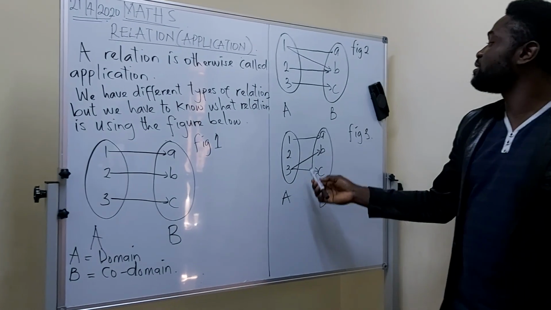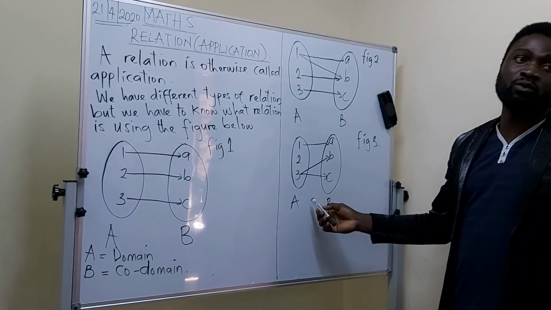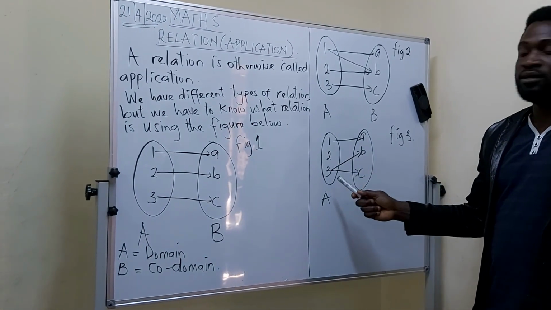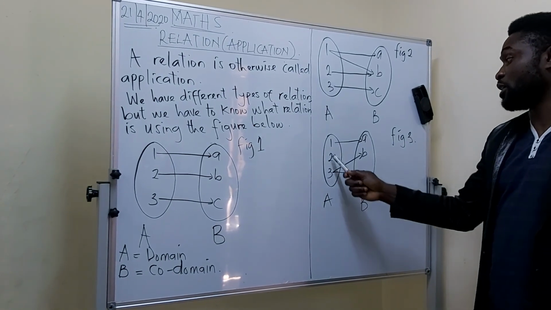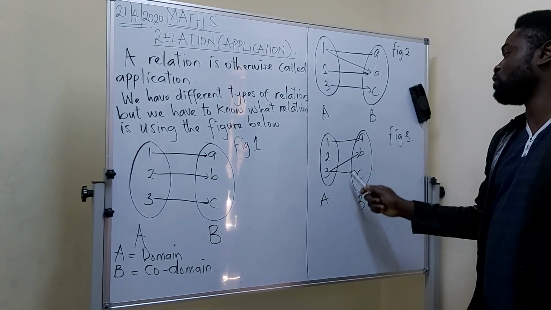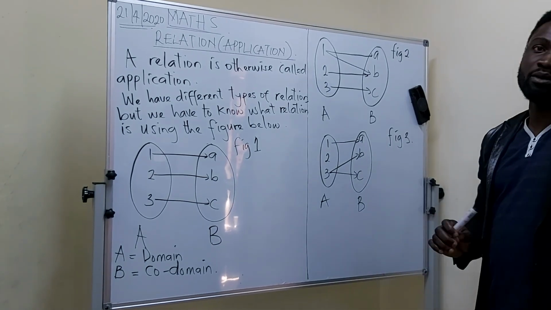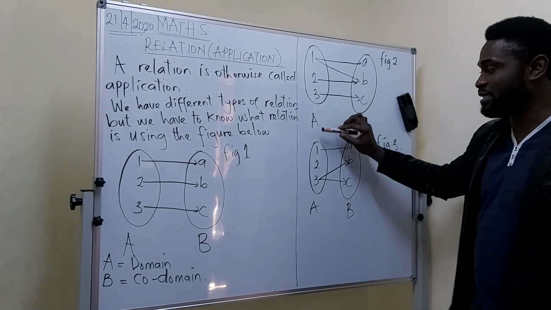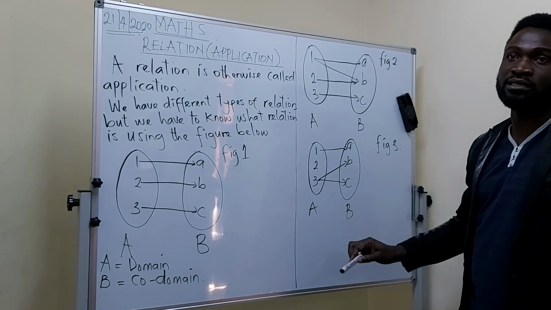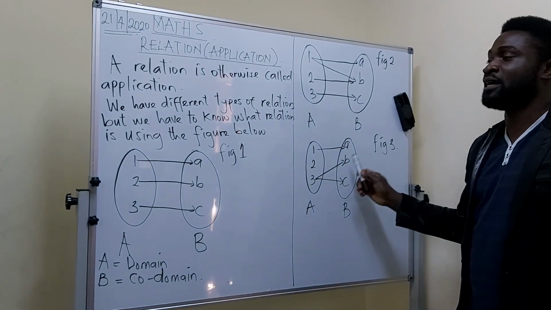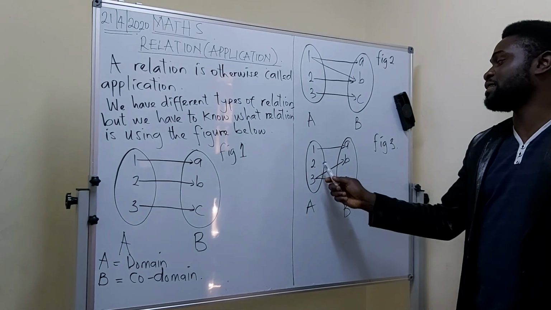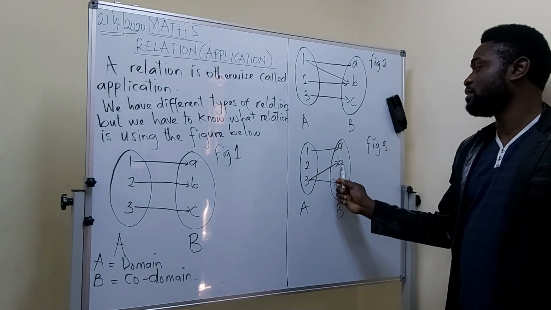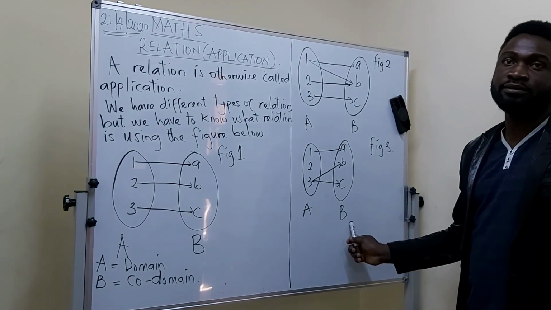Now, look at the second example, which shows a relation we cannot call a relation or an application. You can see 1 connects with A, 2 binds with nothing, and 3 binds with B and C. An application is called a relation or an application when all elements in the domain are connecting or binding to an element in the codomain. Now you can see 2 is left out, so this cannot be called an application because 2 is not connecting with any element in the codomain, or in B.